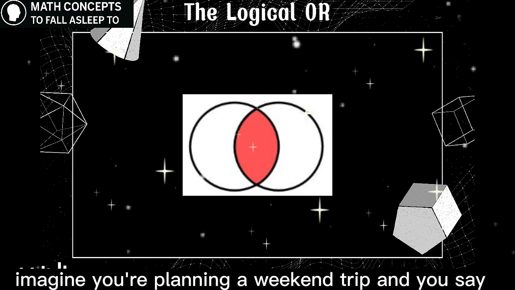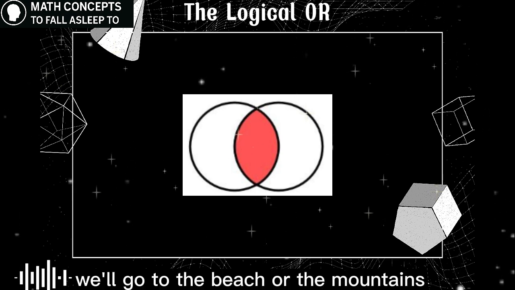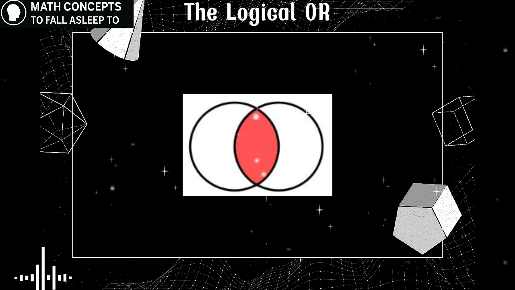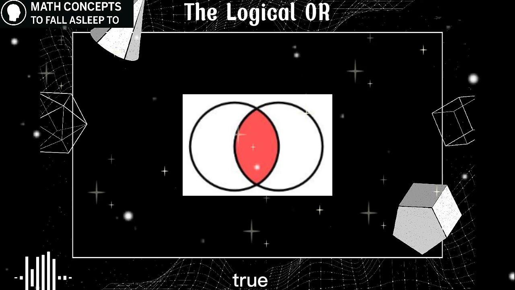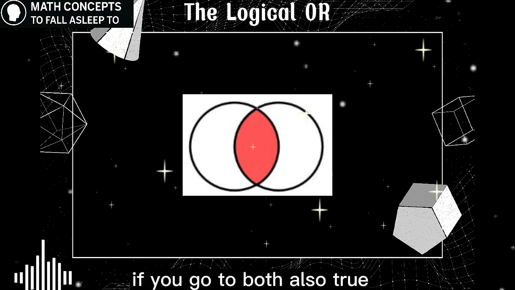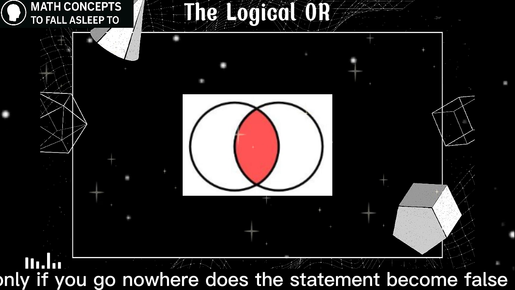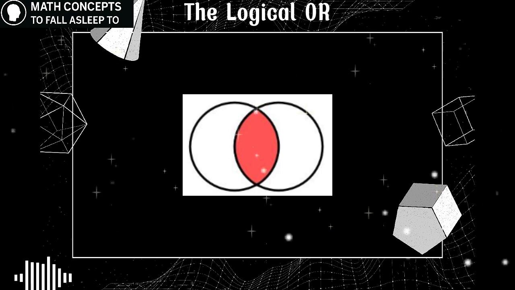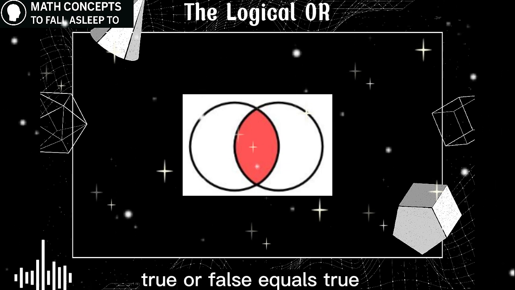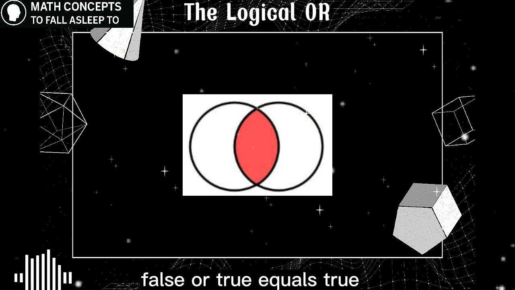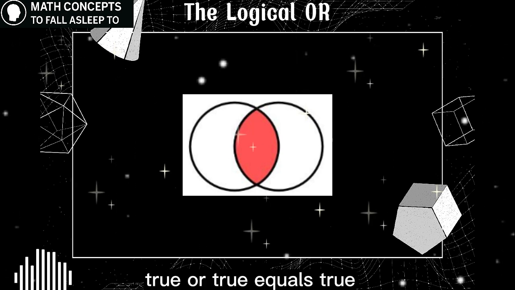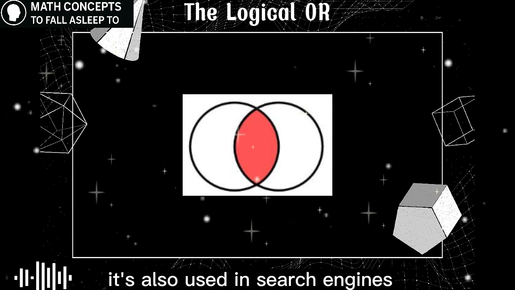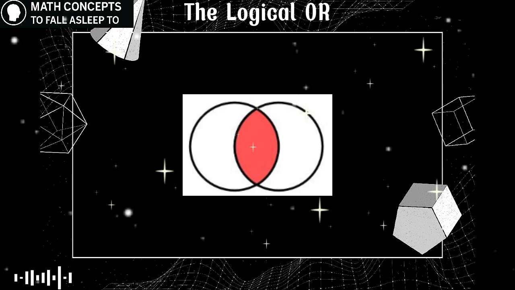Practical example. Imagine you're planning a weekend trip and you say, "We'll go to the beach or the mountains." If you go to the beach, true. If you go to the mountains, true. If you go to both, also true. Only if you go nowhere does the statement become false. In logic, true or false equals true. False or true equals true. True or true equals true. False or false equals false. It's also used in search engines.